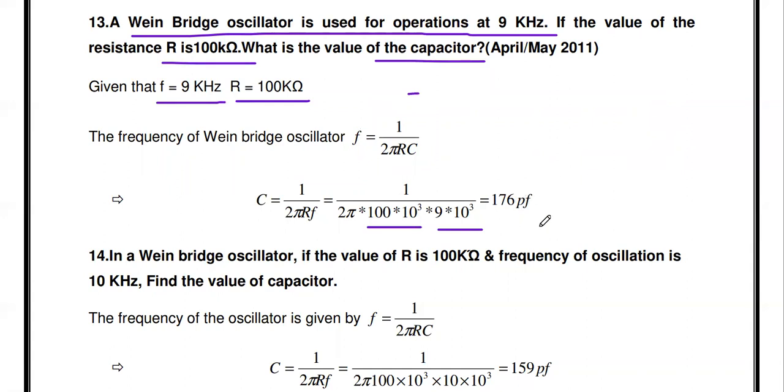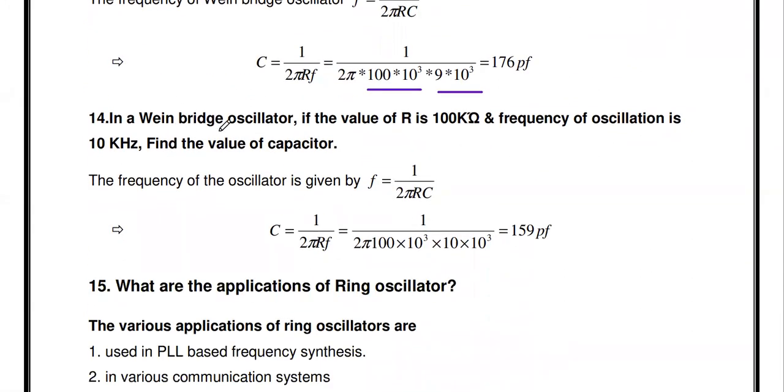So minus 12 is called picofarad. So this is one question. Okay. Then the next problem: in a Wein bridge oscillator, if the value of R is 100 kilo ohm and the frequency of oscillation is 10 kilohertz, find the value of the capacitor.